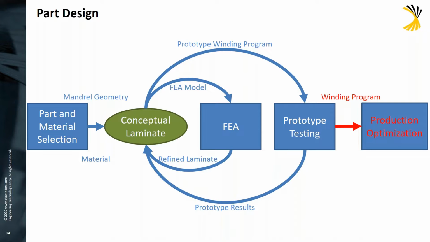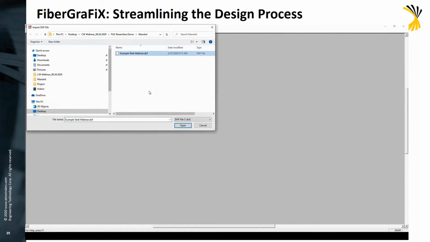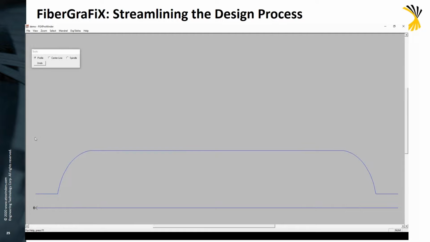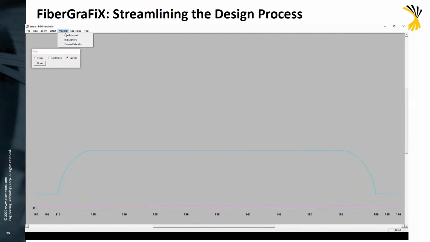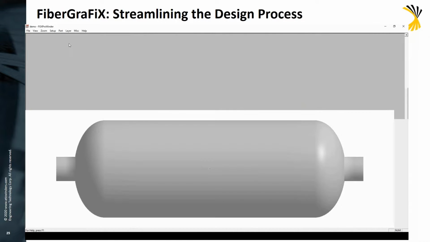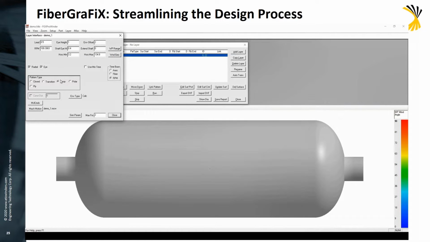One such tool is ETC's in-house winding program generation software, FiberGraFix. FiberGraFix streamlines the design process by making every interaction with the conceptual laminate intuitive and seamless. Creation of the mandrel geometry is as simple as importing a 2D DXF file. As shown here, a 2D DXF file generated in a CAD package is being imported. With a few definition clicks, selecting the profile and center line, a 3D representation of the mandrel is created.